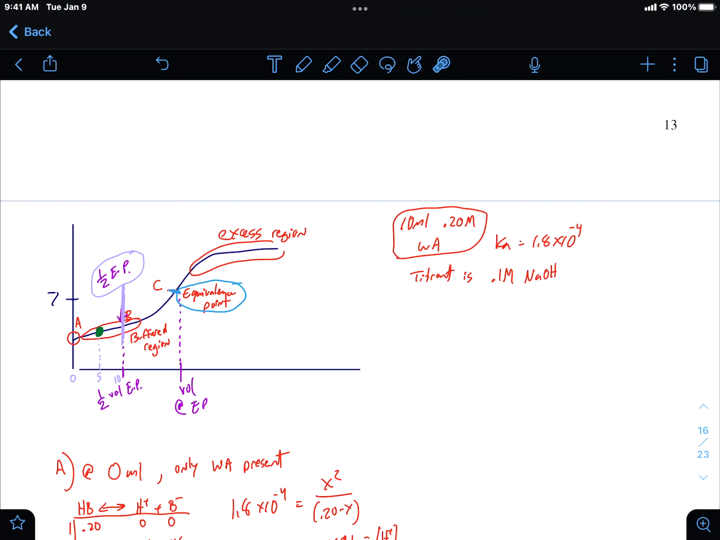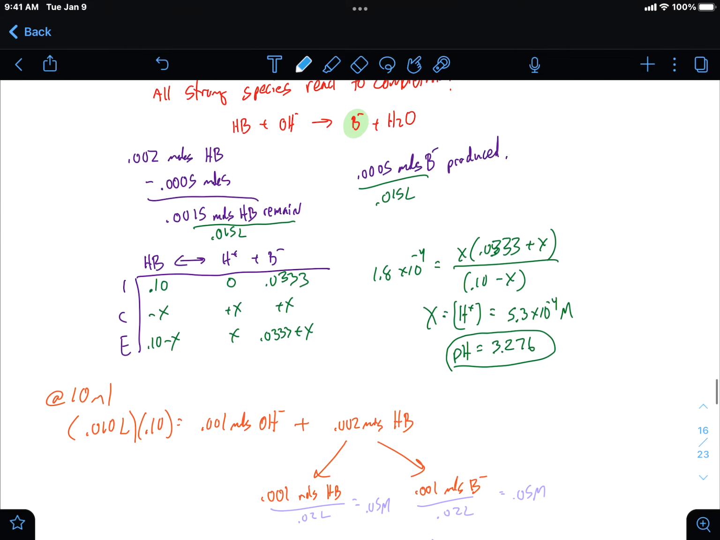Now, oddly, if I continue to add more base, remember, there's no longer a buffer. There's no longer anything left in this solution that can neutralize OH minus. So by adding at any point after point C, it's no buffer anymore, and there's not even equilibrium anymore. It's just based on the stoichiometric excess of your titrant. Watch.